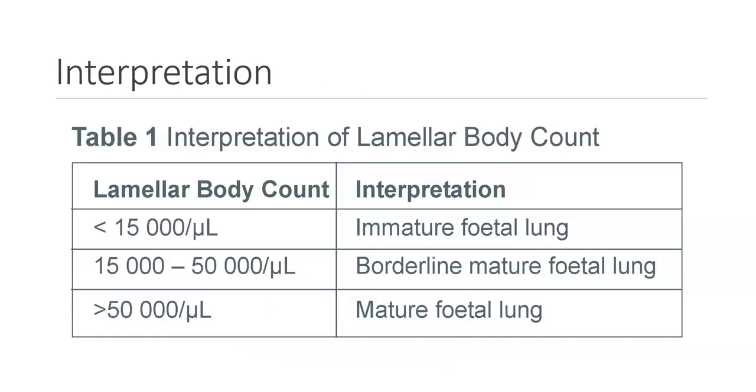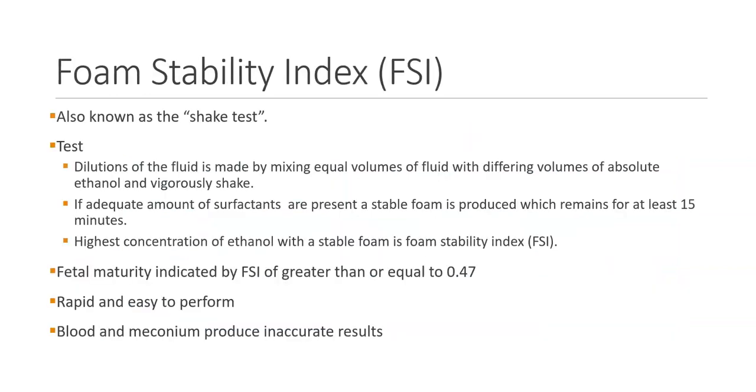These are the interpretations based on the lamellar body count, with again greater than 50,000 per microliter indicating fetal lung maturity. The foam stability index is also known as the shake test. To perform this test, dilutions of the amniotic fluid is made by mixing equal volumes of the fluid and then adding differing volumes of absolute ethanol, and then that's vigorously shaken. If adequate amounts of surfactants are present, a stable foam is produced, which remains for at least 15 minutes. The highest concentration of ethanol with a stable foam is the foam stability index.